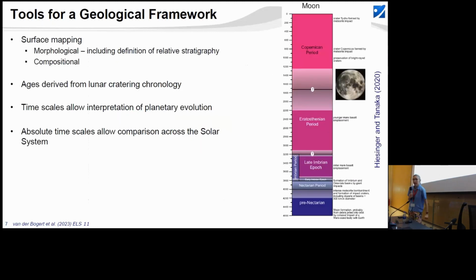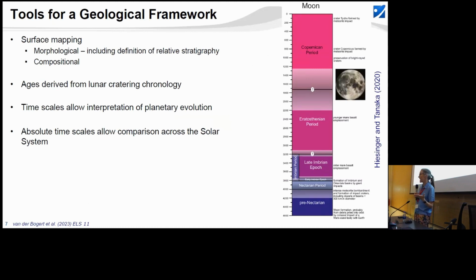So why do we want to do this? Why is it important? Because we want to have some tools that give us a geologic framework for interpreting the geologic evolution and history of the moon first. And then we also want to be able to apply this to compare the moon with other planets. So that's the really big picture. We can take the chronology function and apply it to other planets.